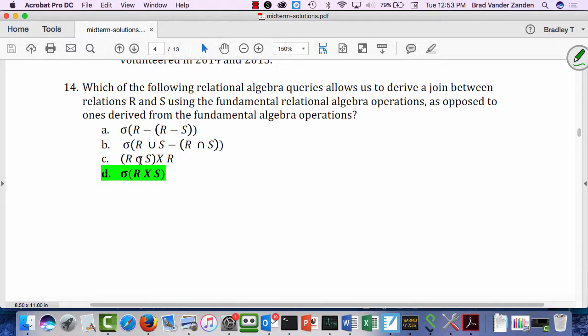And C is meaningless. It actually would be syntactically wrong. You can't have a selection operator as a binary operator. So actually C is absolute syntactic garbage.